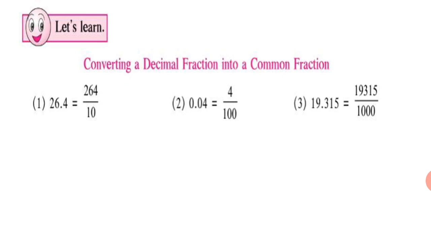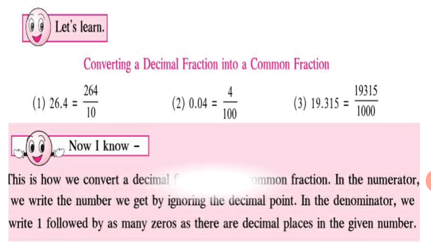So hope you have followed this simple conversion of a common fraction into a decimal, and now a decimal into a common fraction. So what do you know now? Now I know this is how we convert a decimal fraction into a common fraction. In the numerator, we write the number we get by ignoring the decimal point. In the denominator, we write 1 followed by as many zeros as there are decimal places in the given number. So the exercise is based on this concept.